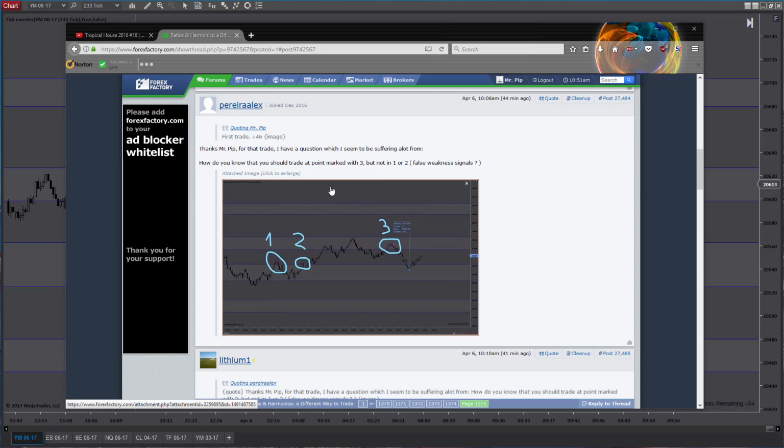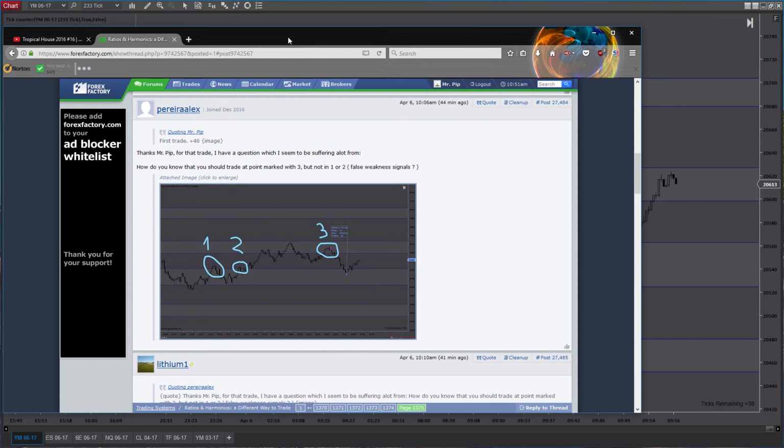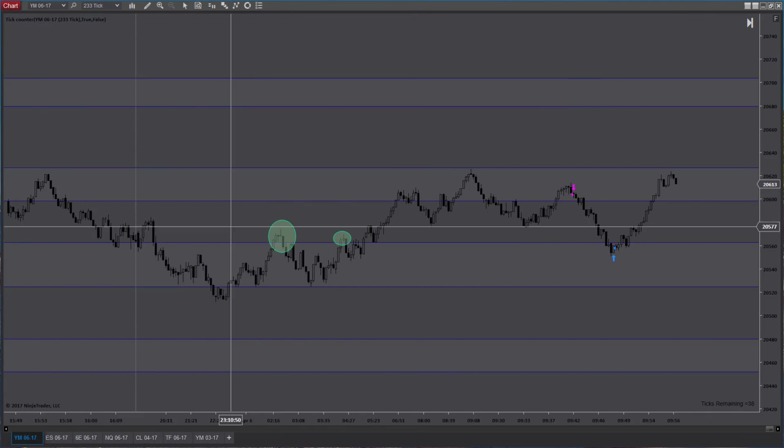Okay, now we're going to move into my chart. I highlighted these areas 1 and 2 on my chart. I didn't highlight 3 because it's my entry. Okay, so let me bring this out. We have my chart here.